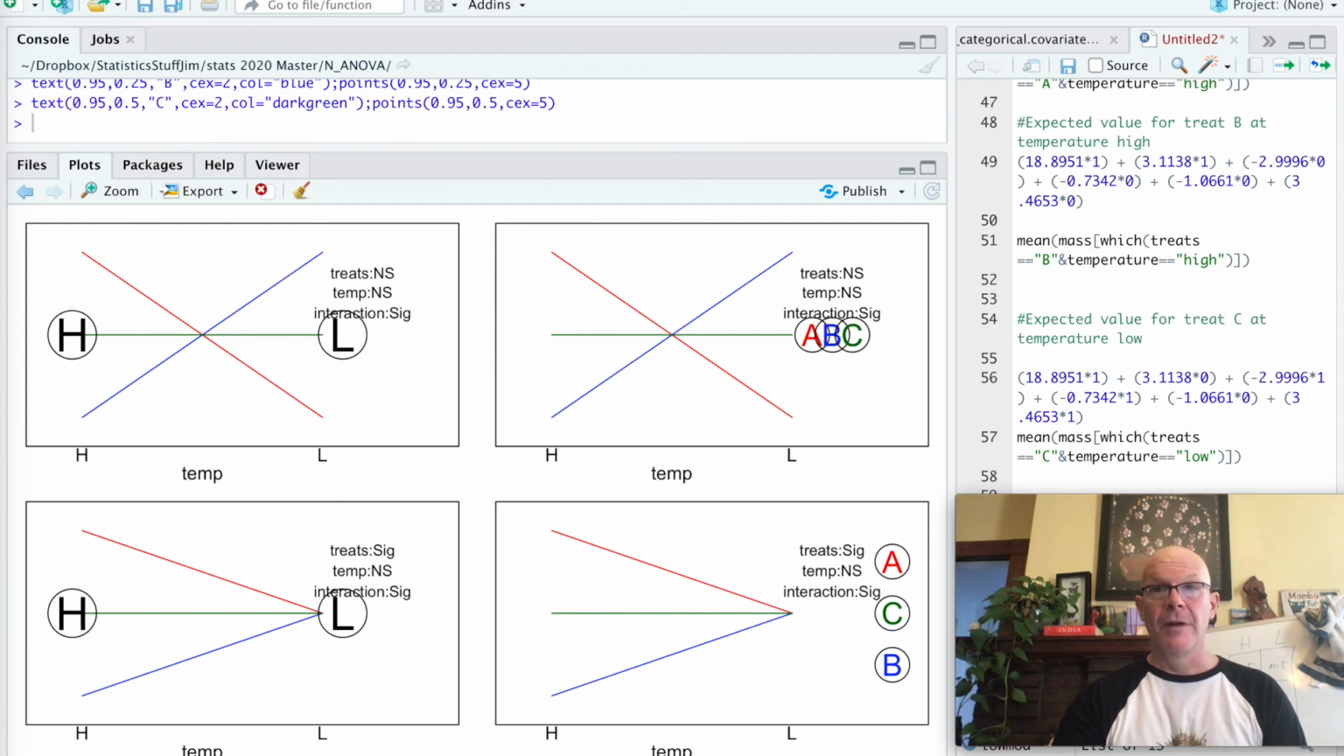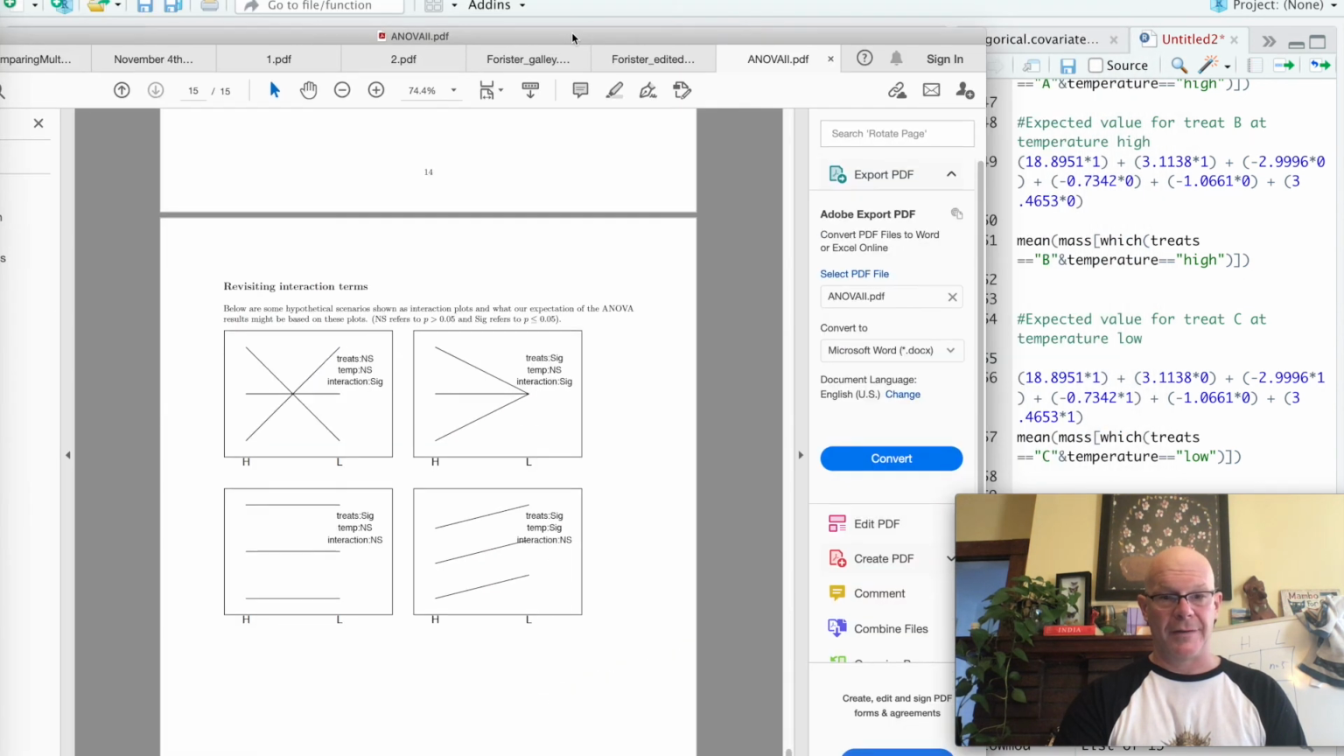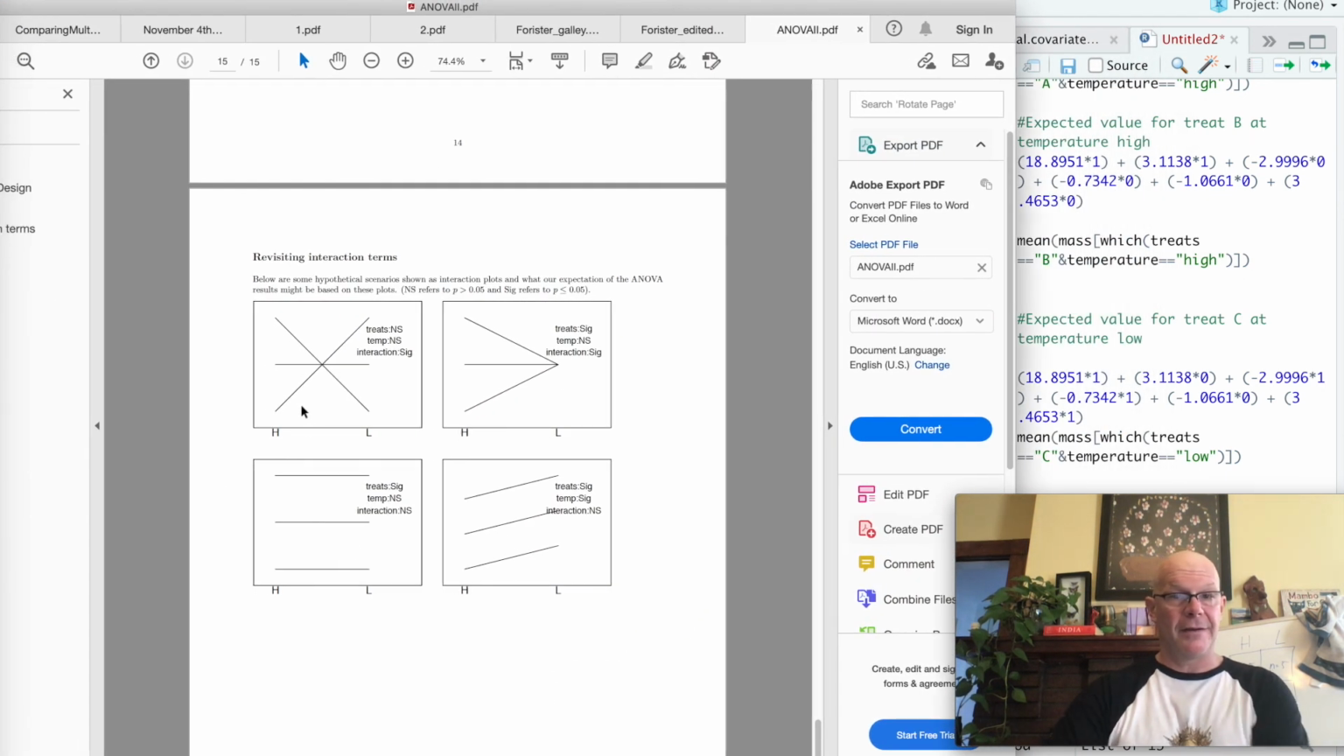Okay? And so those are just different ways. You should be prepared to be able to look at these types of interaction plots. And in the notes that I handed out, I have different examples of what these things might look like here. Okay? So again, this is the one we were playing with, where I would expect treatments and temperature to not be significant but have a significant interaction term. Here's the other one that we played with, where treatments would be significant, temperature not significant but a significant interaction term. But here's some examples where there are not significant interaction terms.